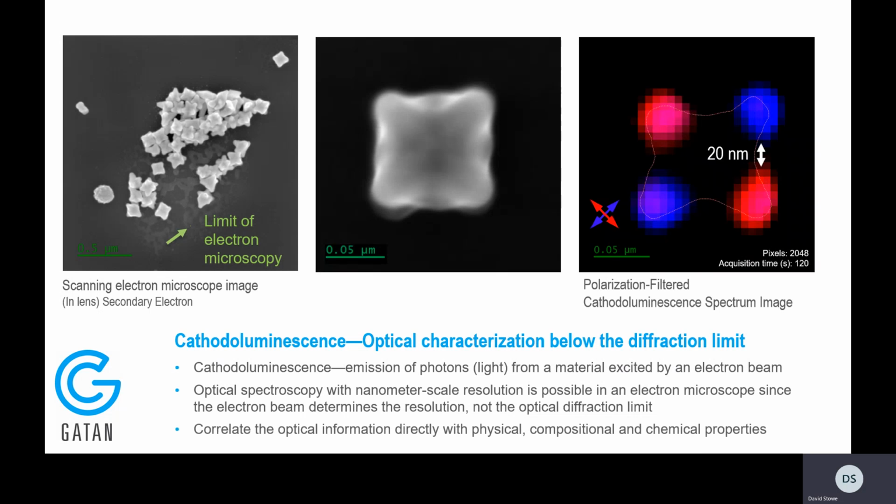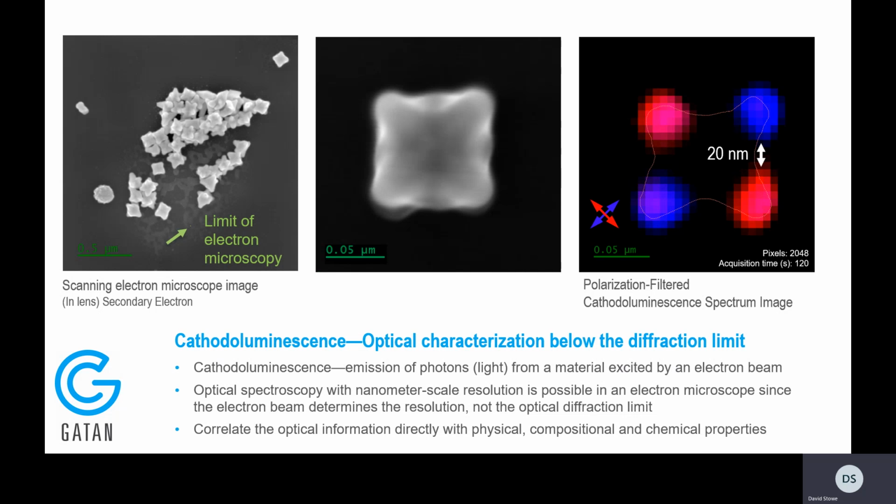As you can see in this example, we can analyze the optical emissions of individual nanostructures and demonstrate a spatial resolution clearly better than 20 nanometers. The information contained in this cathodoluminescence map on the right-hand side reveals the spatial distribution of the photon emission probability, the wavelength distribution, and polarization state of the light that's emitted, but it could also include emission direction too.